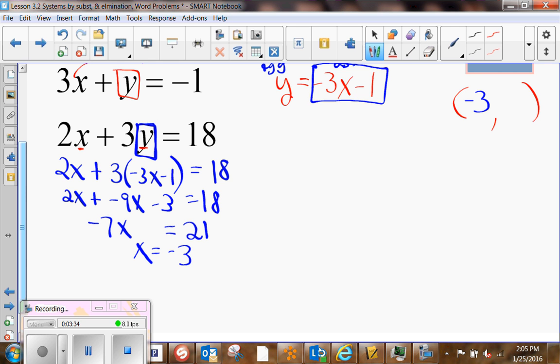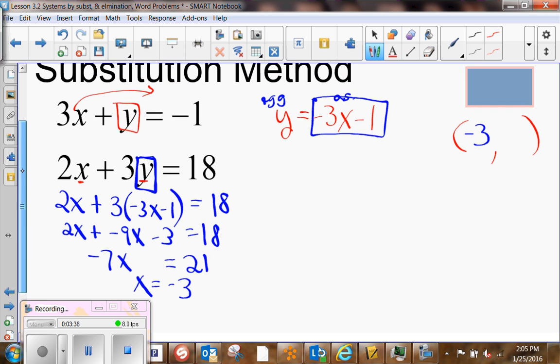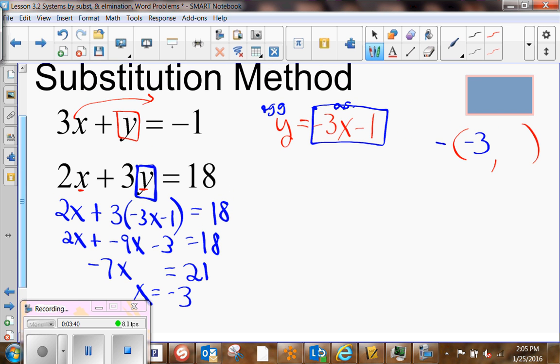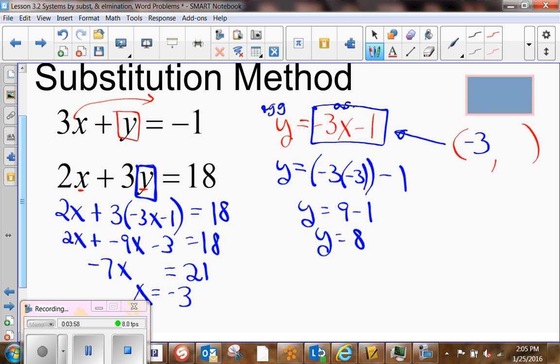Yes, or even easier than that, the best place to put it in is right where you defined who y was going to be. Y is going to be negative 3 times the x, which we now know is negative 3, minus 1. So y is going to be 9 minus 1. So y is going to be 8. And if I were to graph those 2 equations, they indeed would intersect at negative 3, 8.